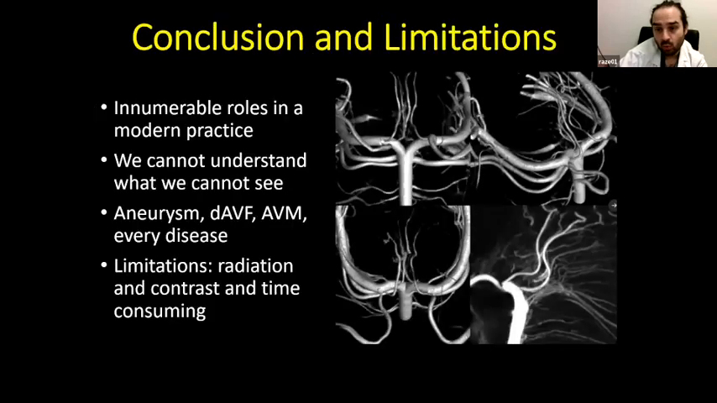So to conclude, this sort of imaging has innumerable roles in modern practice. And generally speaking, we cannot understand what we cannot see. The more we see, the more we understand, and these techniques allow us to understand more. Application in aneurysm, fistula, AVM, every single disease, honestly, in my practice, I have found this technique has found a role to better understand. Limitations: more radiation, more contrast, and time consuming. Getting this imaging is not something that comes out of the machine automatically.